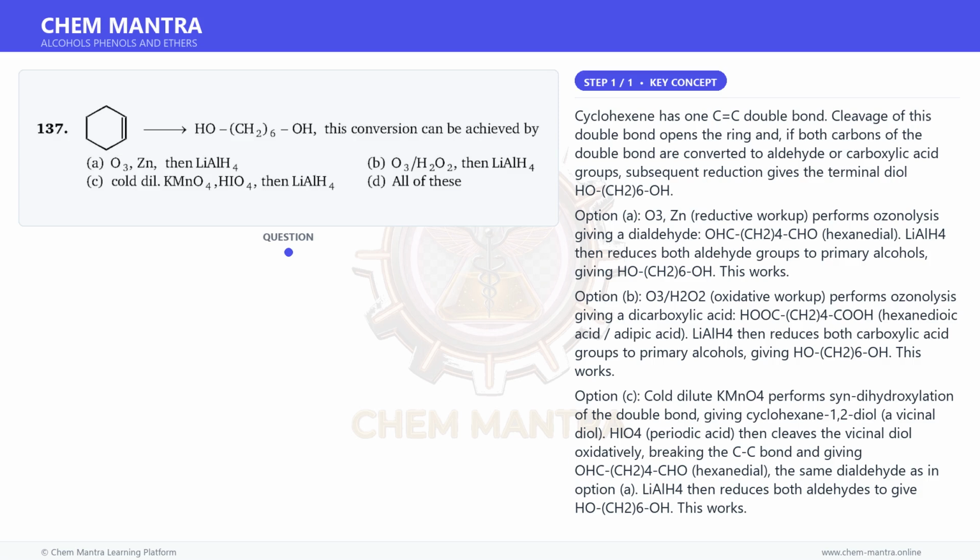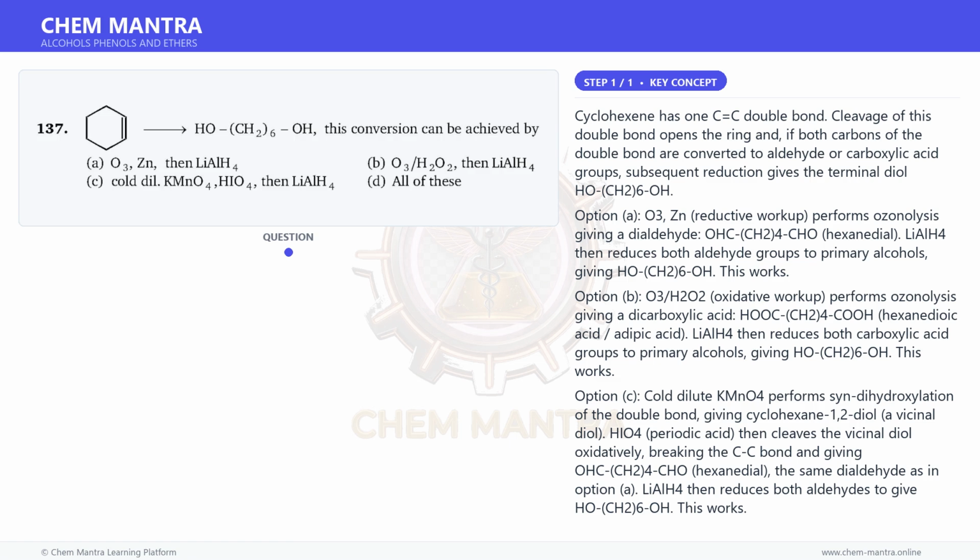Cyclohexene has one C=C double bond. Cleavage of this double bond opens the ring, and if both carbons of the double bond are converted to aldehyde or carboxylic acid groups, subsequent reduction gives the terminal diol, HO-(CH2)6-OH.